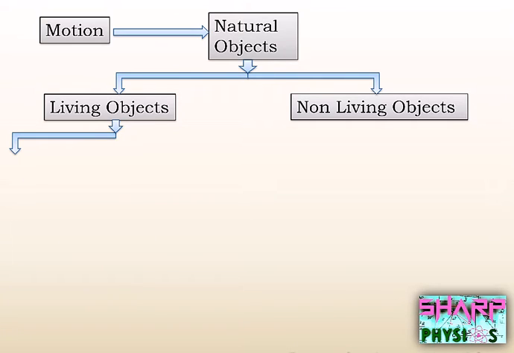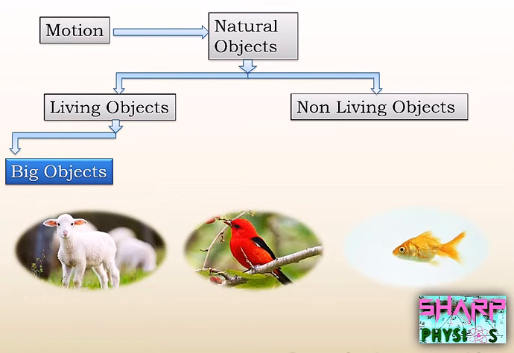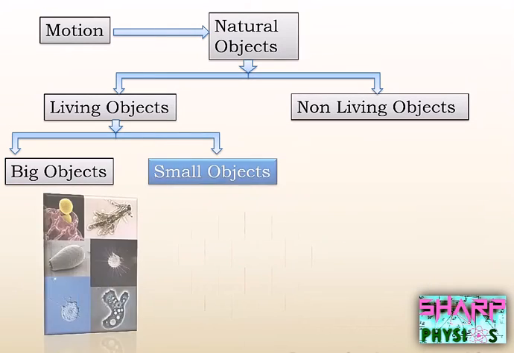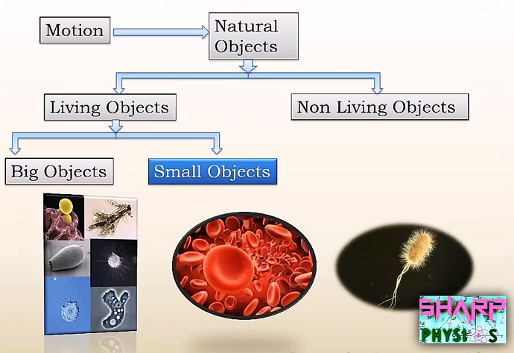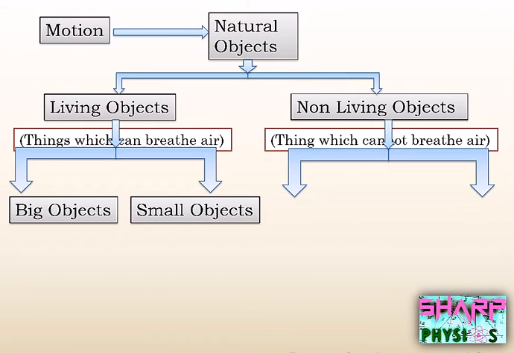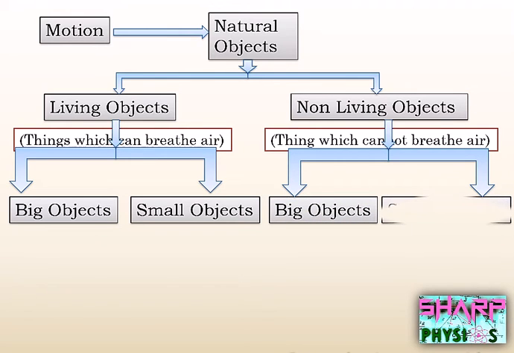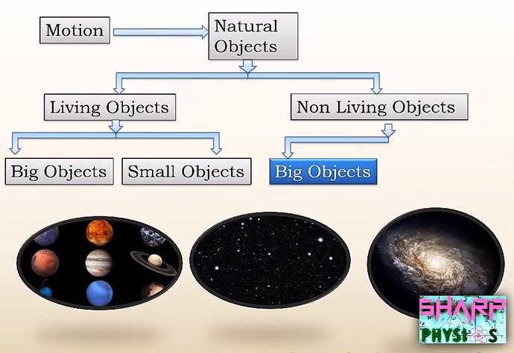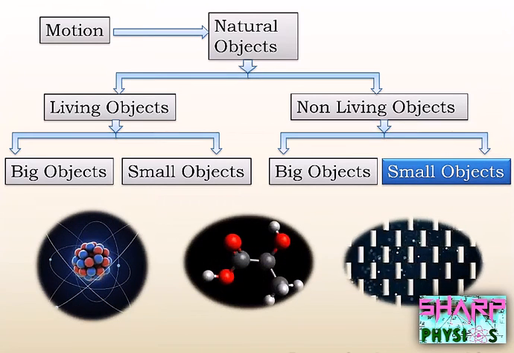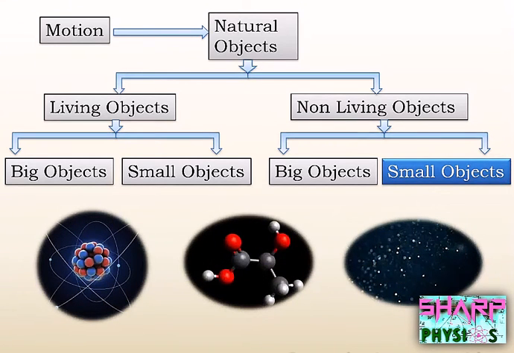Let's see some examples of living objects. Sheep, bird, fish etc. are all big living objects. Amoeba, blood flow, paramecium etc. are all small living objects. Similarly, non-living objects can be classified into two types, big objects and small objects. Planets, stars, galaxies etc. are all examples of non-living big objects. Atoms, molecules, electrons etc. are all examples of non-living small objects.